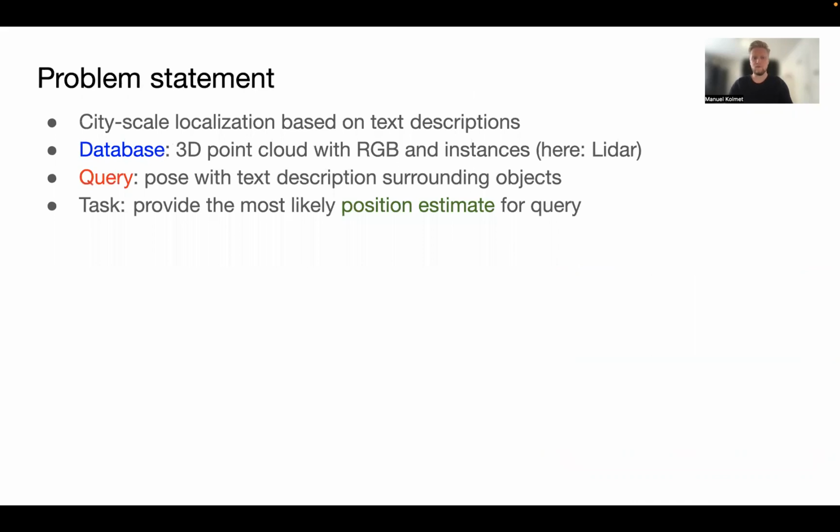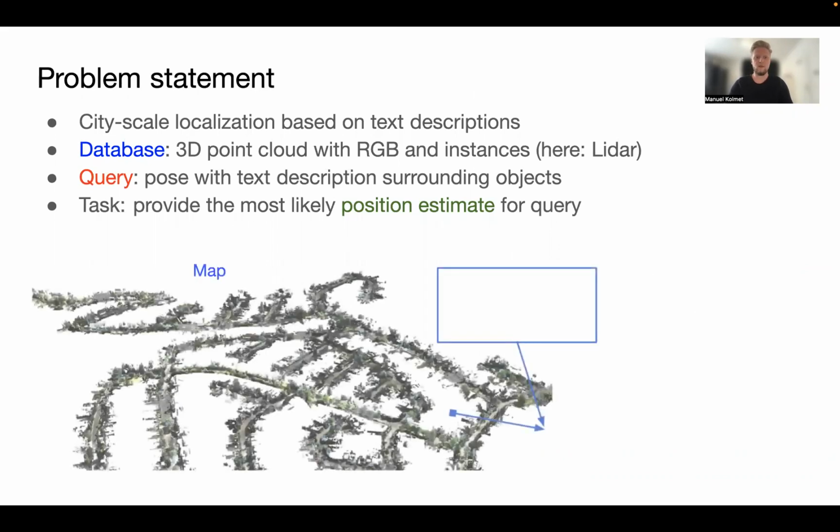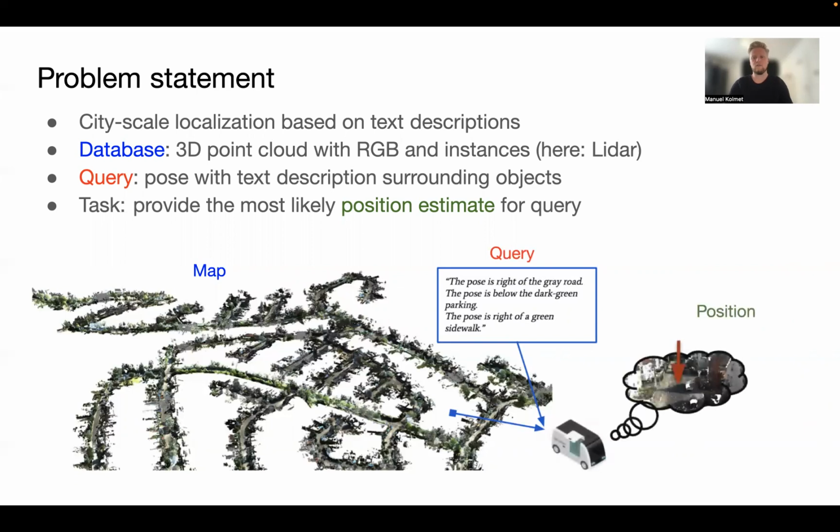As a formal problem statement, we wish to do city-scale localization where the position is described as text. And this would give us on the database side a 3D point cloud based on RGB data and instances. And in our case, it was derived from LiDAR data. And on the query side, we would have a pose with a text description of surrounding objects, making the task to then provide a position estimate for that query.